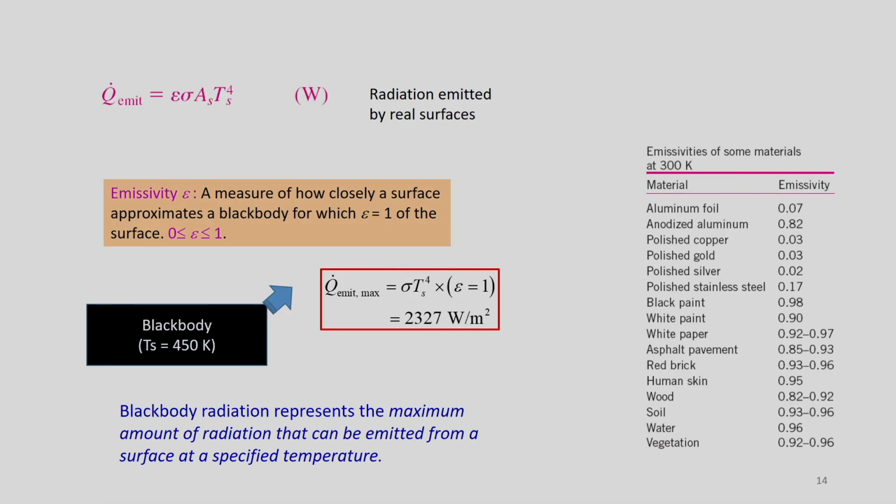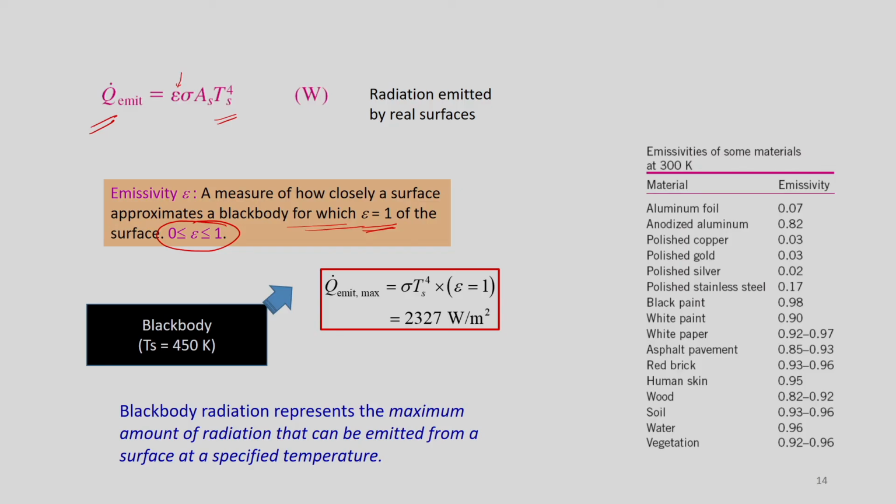For grey bodies we can write Q equals eta, the emissivity, multiplied by sigma A_s T_s to the power of 4. This emissivity is a measure of how closely a surface approximates a black body, for which emissivity is 1. So, for grey bodies emissivity will be in the range 0 to 1.